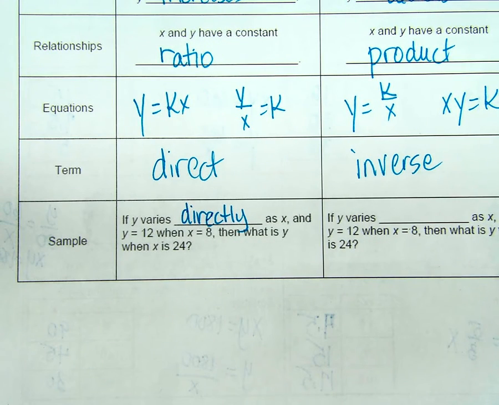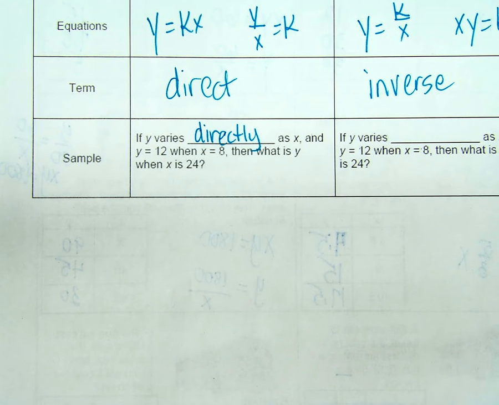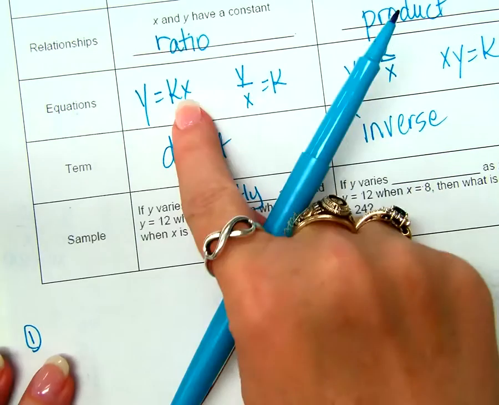If y varies directly as x and y equals 12 when x equals 8, then what is y when x is 24? Well, you guys know I like to have a structure to things, right? And you also know that I always tell you that there's probably other ways to do stuff. I know very well there's other ways to do stuff, but I'm going to teach you a structured way for those of you that need the structure, and it works every time. Fair enough?